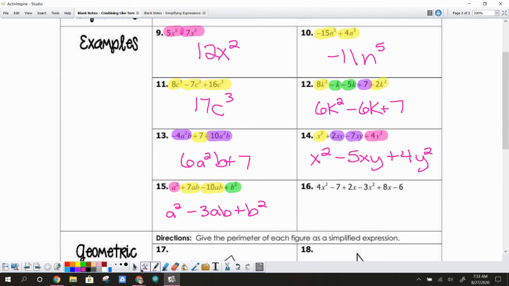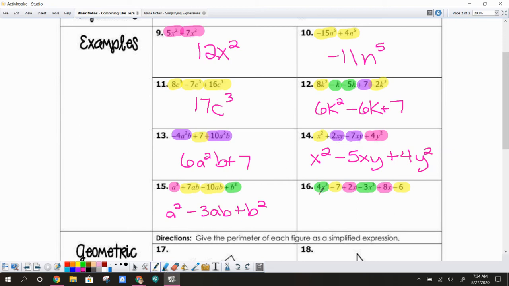For 16, we're going to identify all my terms. So let's start with x squareds. There's that x squared. There's this x squared. And now we're going to go ahead and identify our constants. We have a negative 7, negative 6. And then I'm going to identify my x terms, which are these. So now I have multiple colors. Remember, x squared comes before the x term because the exponent is higher.